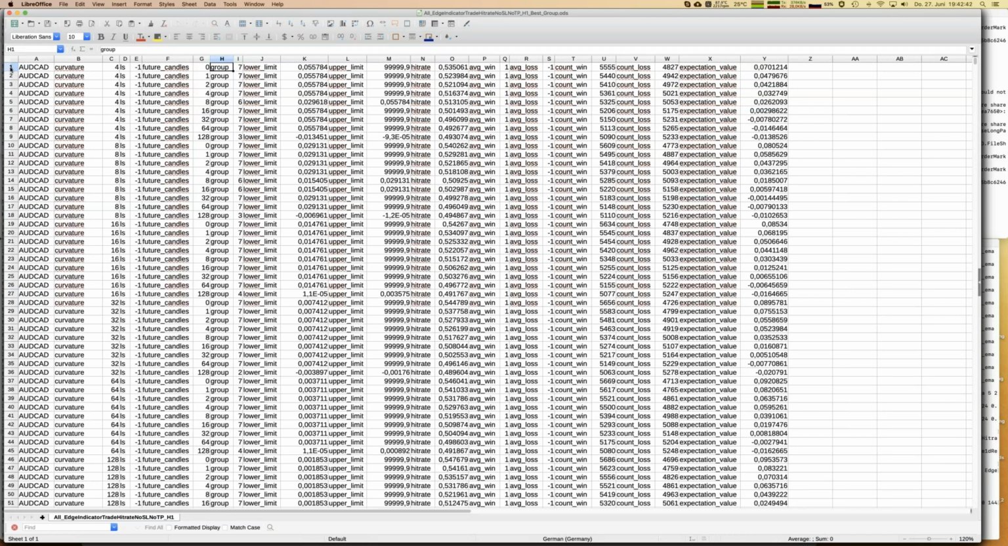But now within the first row, what we know now is for curvature, the indicator curvature with a period of 4 for future candle 0, which means just 1 candle. The best group is a 7, so the highest one to the extreme, and then exactly what we have seen in my previous chart. And now we could do the same for looking 1 candle into the future, 2 candles into the future, up to 128 candles into the future.